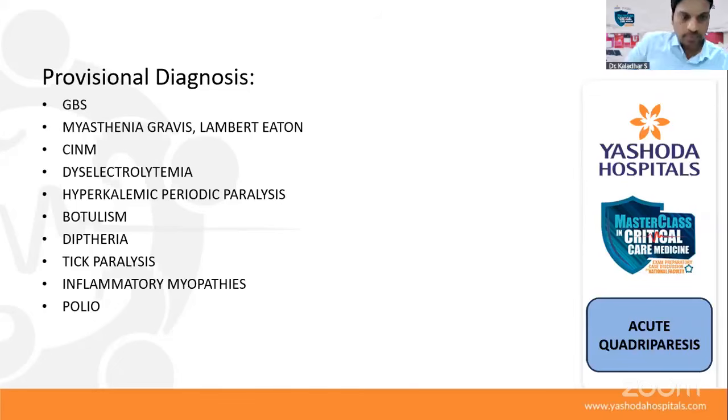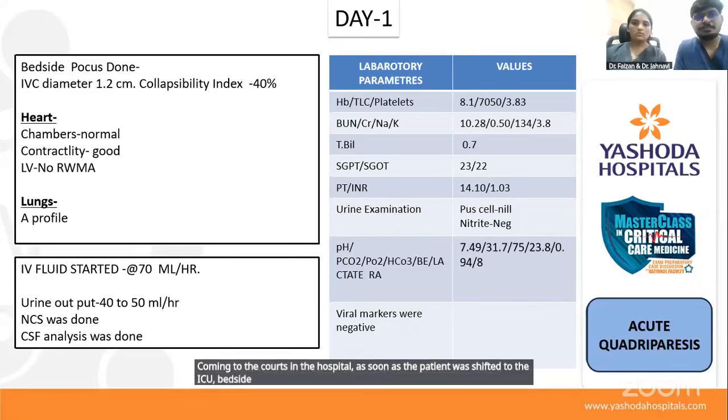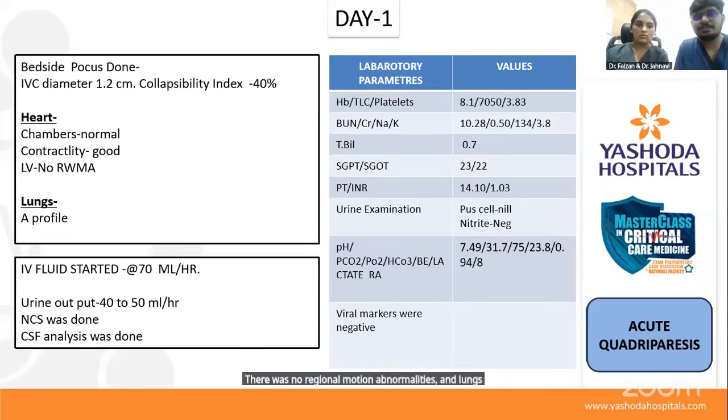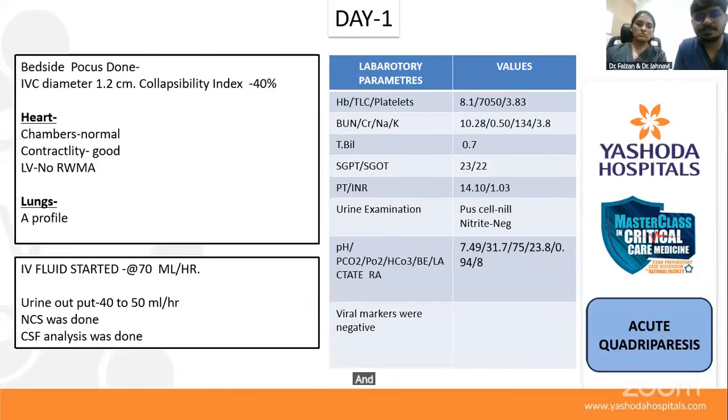Yeah, go to the next. Coming to the course in the hospital, as soon as the patient was shifted to ICU, bedside focus was done, which revealed IVC diameter of 1.2 centimeters with collapsibility index of 40%. Heart screening was done. Chambers were normal, contractility was good, there were no regional wall motion abnormalities, and lungs were showing A profile. IV fluids were started at the rate of 70 ml per hour, and urine output of the patient was 40 to 50 ml per hour that day. Nerve conduction study was done, and CSF analysis was also done.